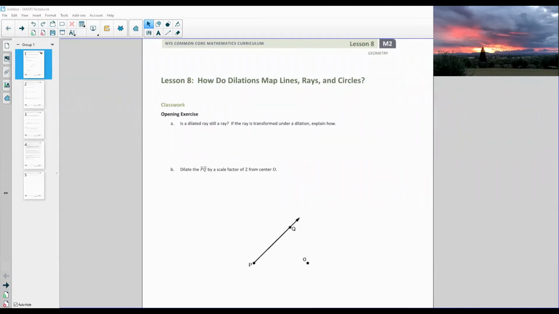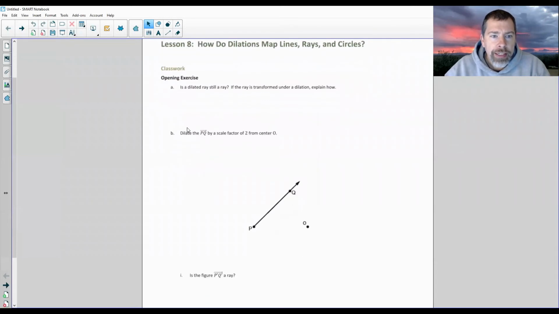Lesson 8, where are you? Here we are. How do dilations map lines, rays, and circles? Classwork opening exercise. Is a dilated ray still a ray? If the ray is transformed under a dilation, explain how.